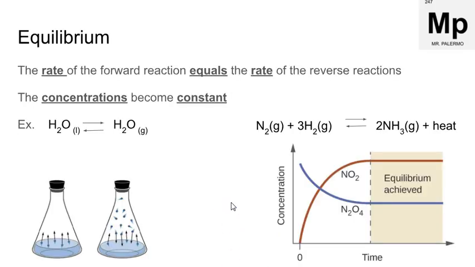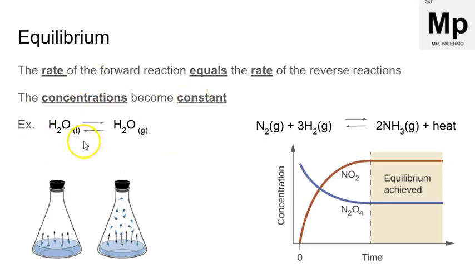And lastly, we focus on equilibrium in this unit. Now, equilibrium is when the rate of the forward reaction, in this case going this way, equals the rate, again the speed, of the reverse reaction going this way. So the rate at which the product is forming and the rate at which this product is then breaking down back into the reactants becomes equal. What's not equal typically is the concentrations. The concentrations become constant. So rates are equal, concentrations are constant.